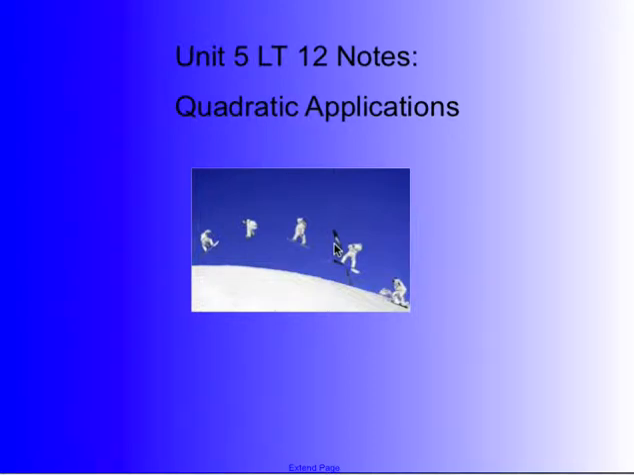Hey ladies and gentlemen, this is Miss Humbert here, and today we're going to be doing Unit 5 Learning Target 12 notes. So we're going to talk about quadratic applications. We're going to look at word problems and how you know when you need to use each type of thing that we learned regarding quadratics.